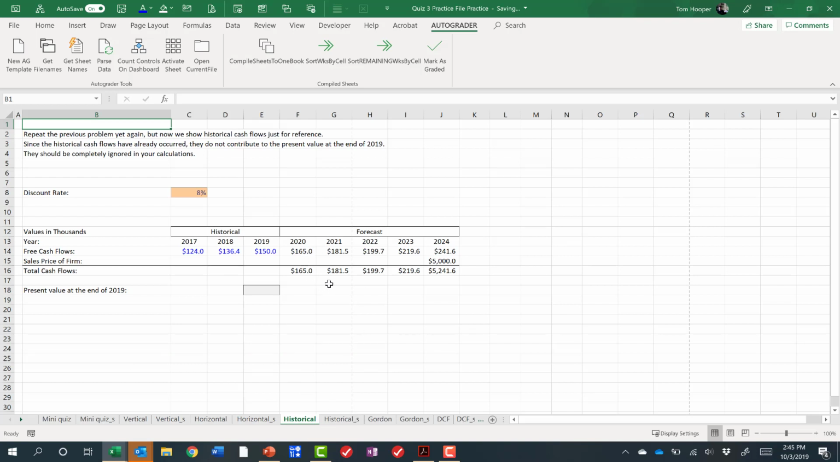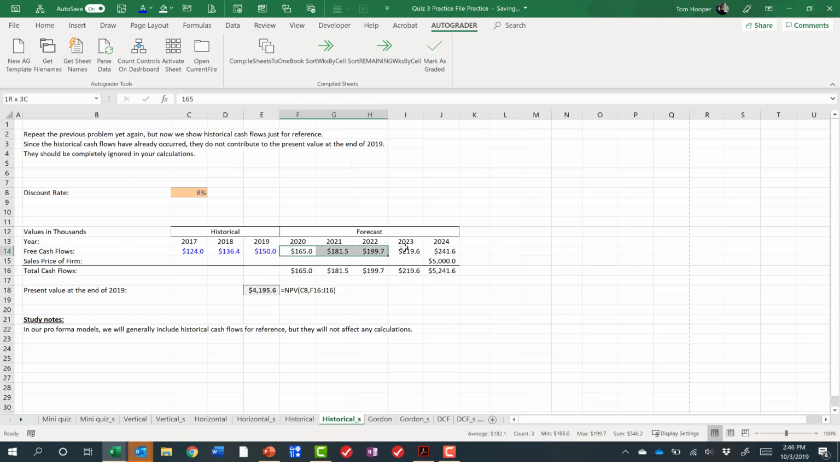This time it's once again the same exact problem with the same exact math. But I put these blue numbers in here. These are historical numbers. And so when we look at the solution, there are some study notes out here that say in the pro forma models, we generally see those historical numbers. It's kind of nice for reference to say, hey, does our forecast sort of line up with the same trend we were seeing in history? And hopefully it does, or if it doesn't, hopefully there are reasons why not. But we don't want to include those in our calculations.